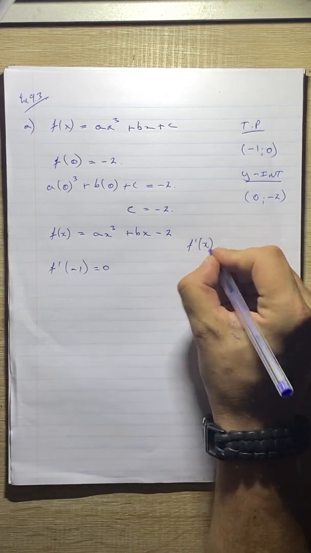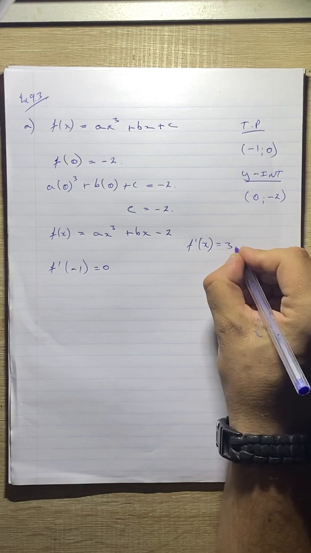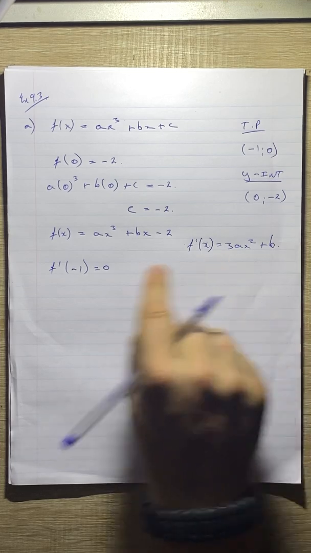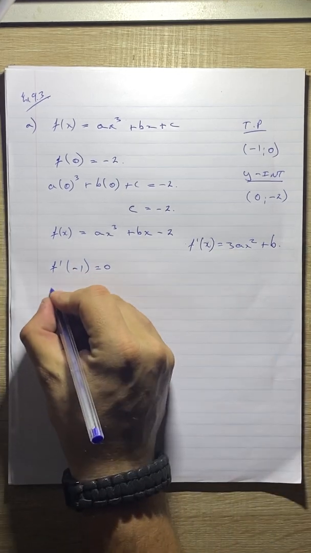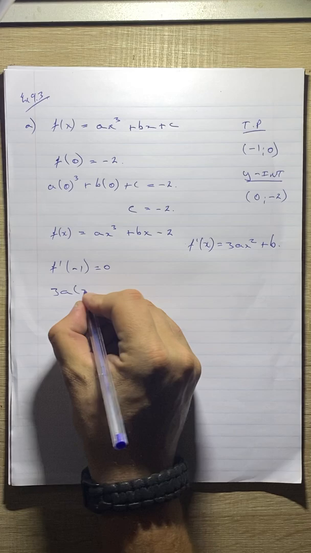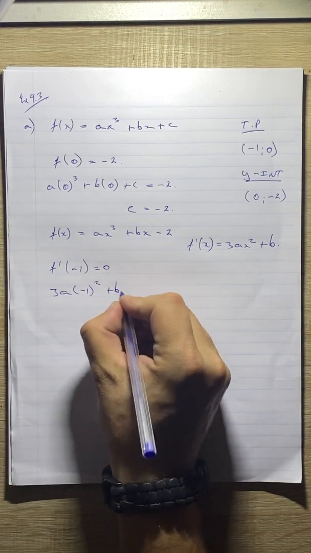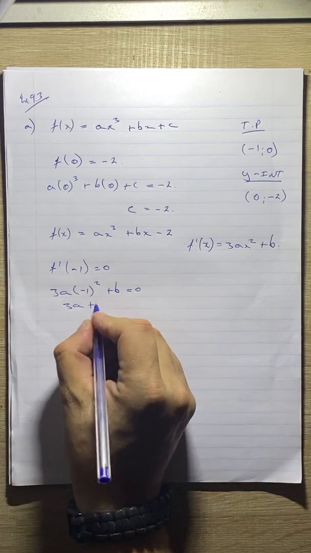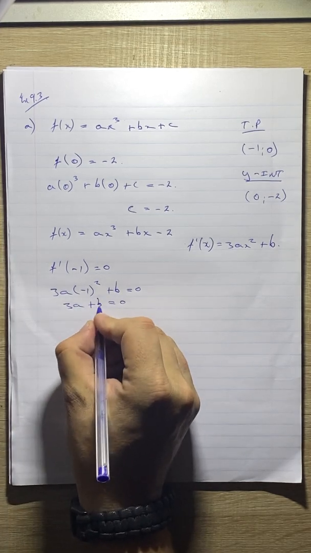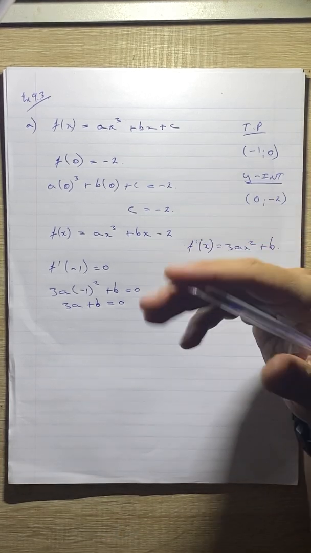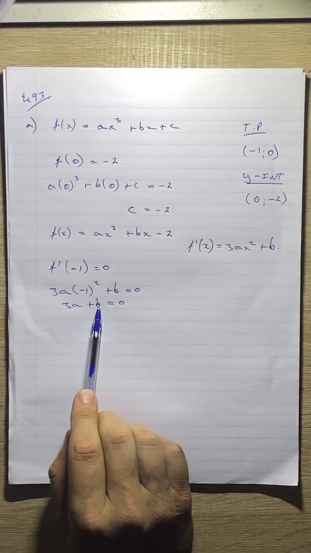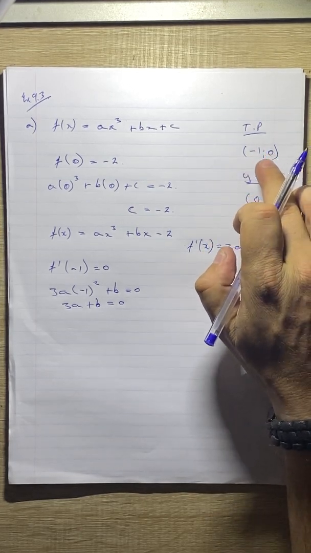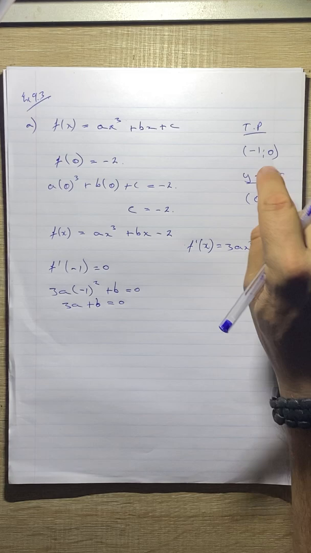So f dashed of x will be equal to 3ax squared plus b. Put minus 1 into here and we get 3a times minus 1 squared plus b equals 0. So that's just going to give us 3a plus b equals 0. I now need another equation because I've got two unknowns. I need two equations. And that's where this point comes into play now.